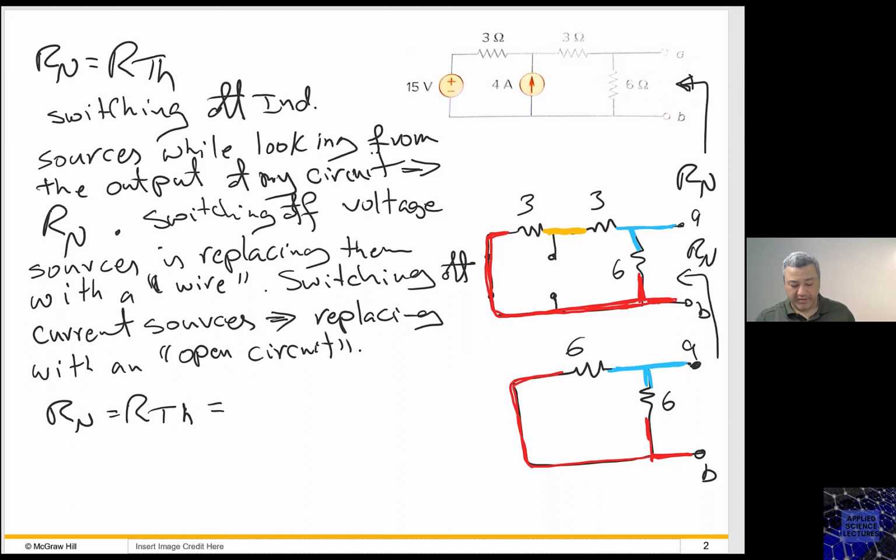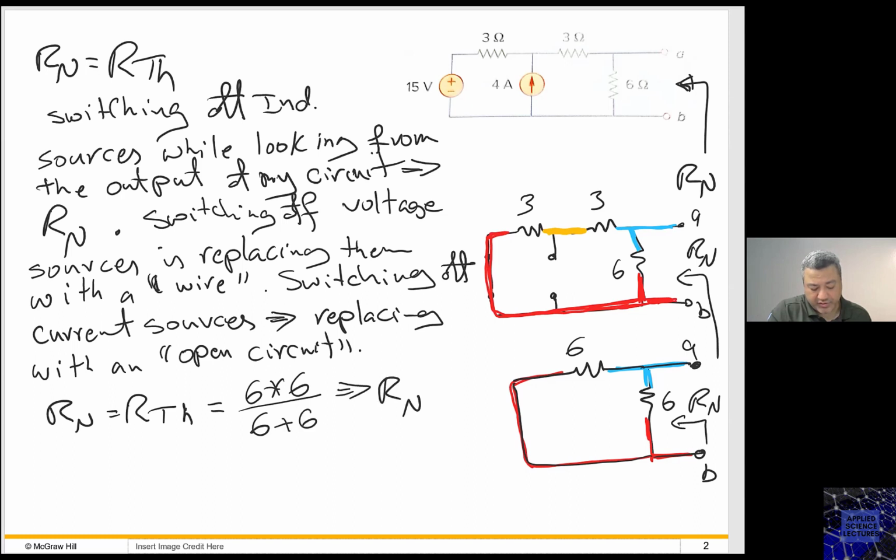Now I can see clearly that the 6 and the second 6 resistors are sharing both nodes, which means that they are in parallel. So our Norton here is indeed 6 times 6 divided by 6 plus 6, and R Norton is 3 ohm. So this is how we found the R Norton, which is the same as the R Thevenin for that circuit.